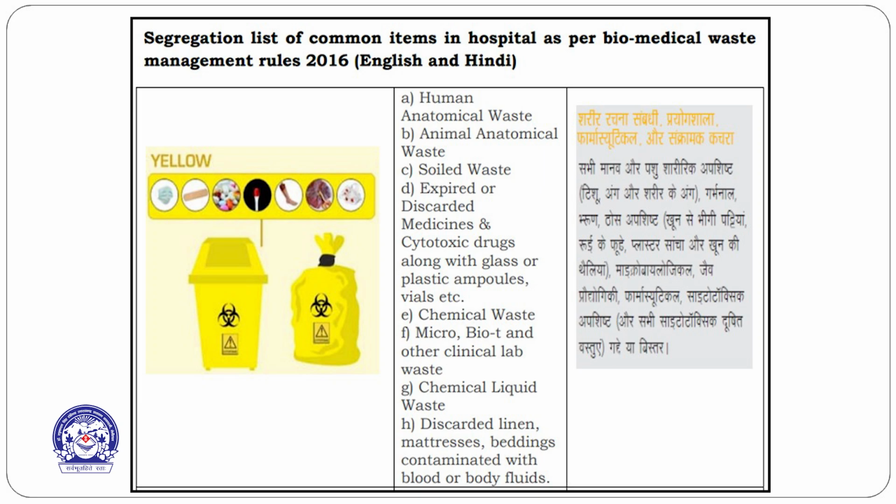In a brief summary, for yellow category we have human anatomical waste, animal anatomical waste, soiled waste, expired or discarded medicines and cytotoxic drugs along with glass or plastic ampule vials, chemical waste, microbiology, biotechnology and other clinical lab waste, chemical liquid waste, discarded linen, mattresses, beddings contaminated with blood or body fluids. So this type of charts or placards can be placed wherever biomedical waste dustbins are placed.